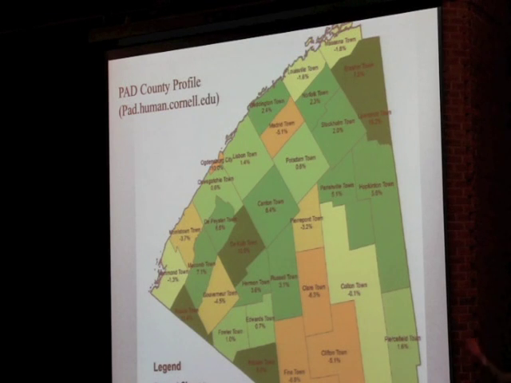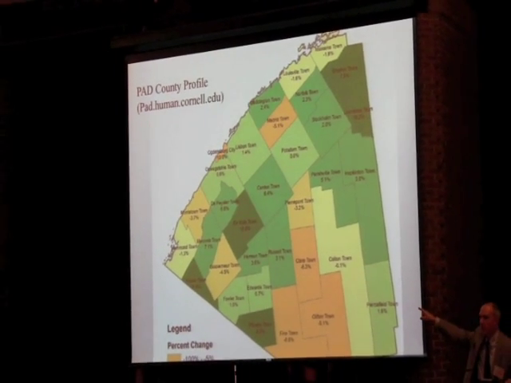What we call the PAD county profile. PAD is Cornell's Program in Applied Demography. Okay, the website's there. If I were you, I'd write down that address: pad.human.cornell.edu. It's out of the College of Human Ecology. Or you can access this through my website, nyruralschools.org. Well, there's the direct way.